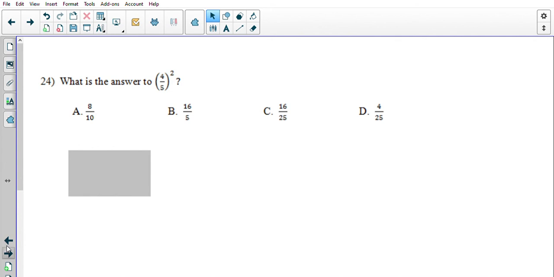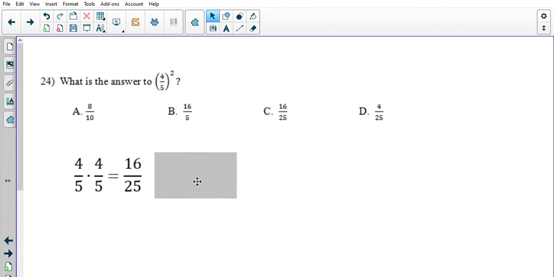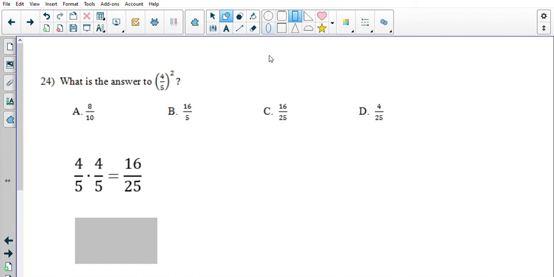Got to see some multiple choice as well. What is the answer to 4/5 to the 2nd power? Well, start by writing that as 4/5 times 4/5. Multiply straight across. 4 times 4 is 16. 5 times 5 is 25. What answer does that match up with? Well, it's 16/25. Our solution should be letter C.